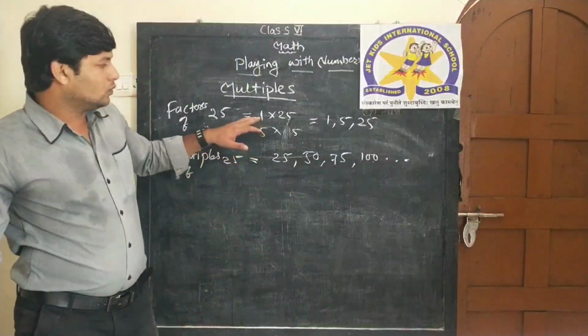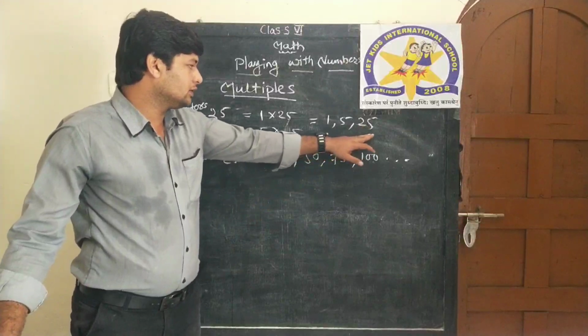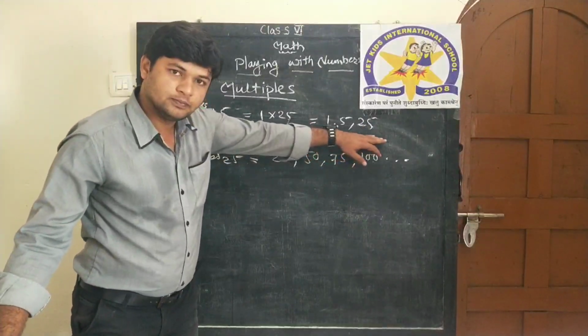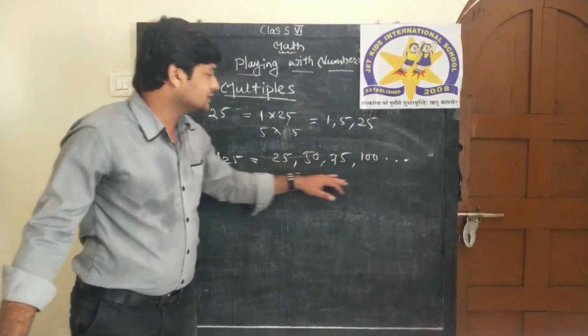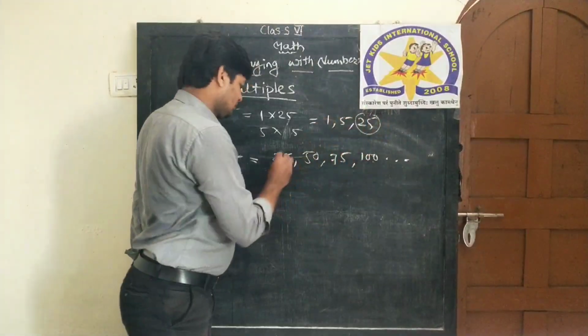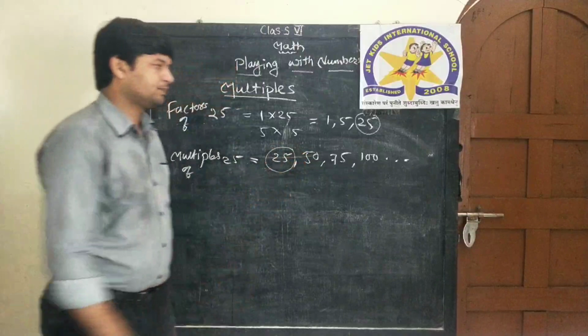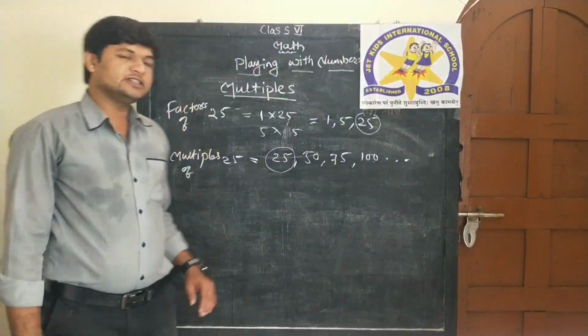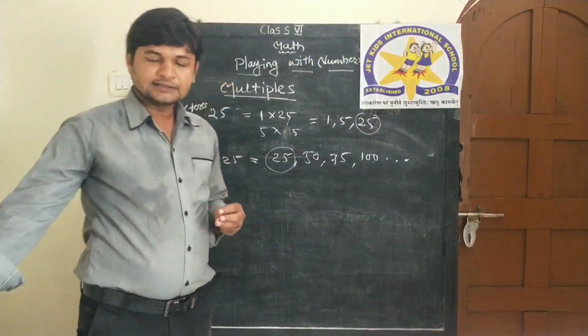So what did you understand here? These factors are smaller, and multiples are greater. The only common thing is the number itself. Clear? So these are the observations of factors and multiples.